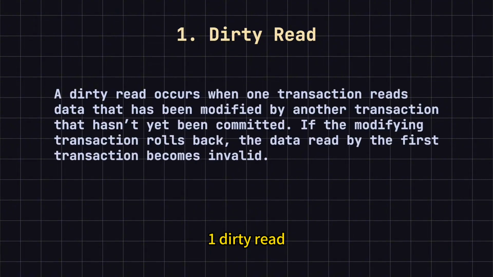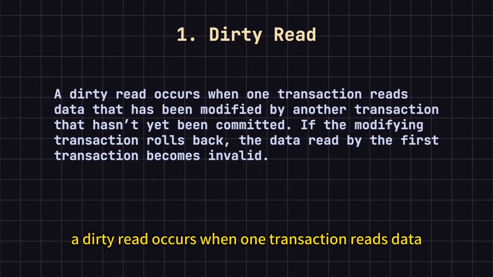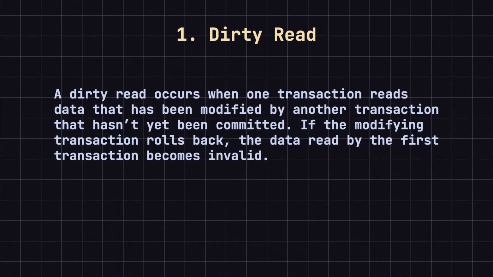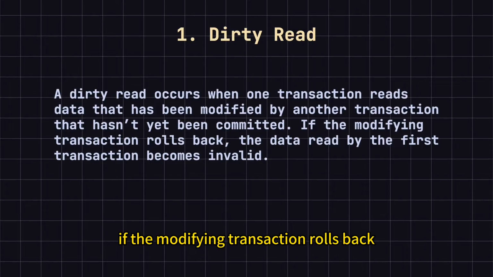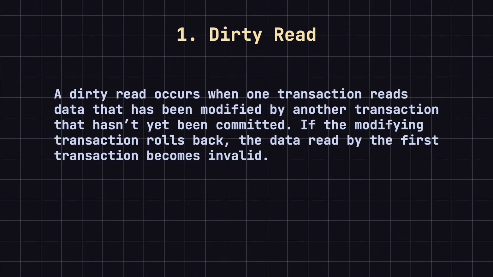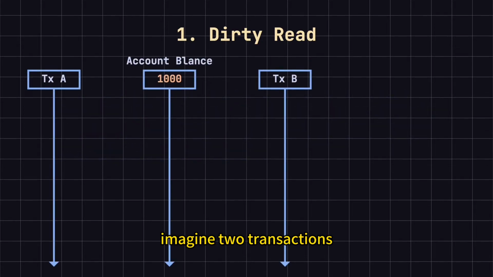1. Dirty read. A dirty read occurs when one transaction reads data that has been modified by another transaction that hasn't yet been committed. If the modifying transaction rolls back, the data read by the first transaction becomes invalid. For example, imagine two transactions, Transaction A and Transaction B.